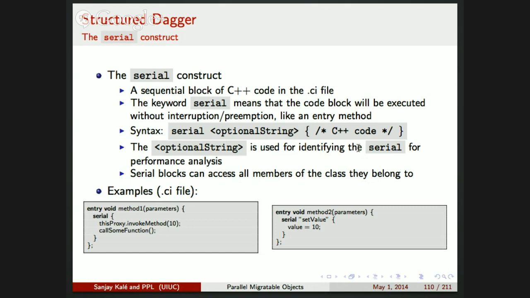Here we have another example where we've given an explicit name to this serial block. But the key thing to note here is that these methods, as they're defined right here, will behave exactly like methods in Charm++ already behave. So when you receive a method one invocation in serial, just send a message, call a function, or over here, set a value.